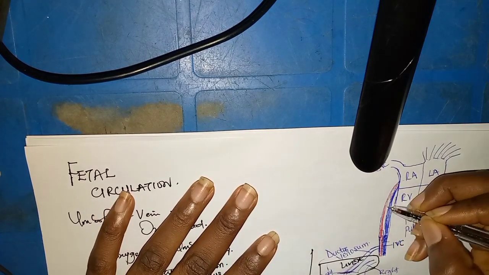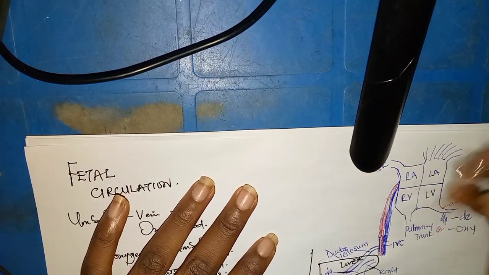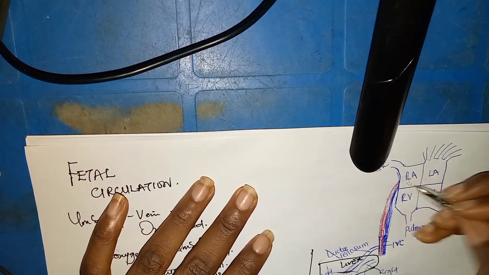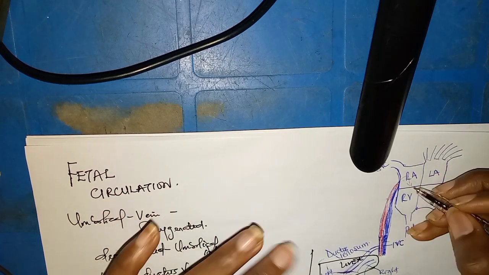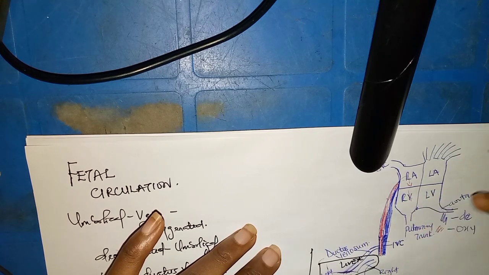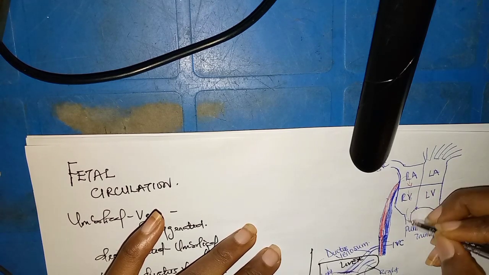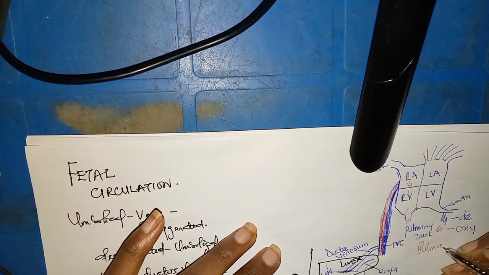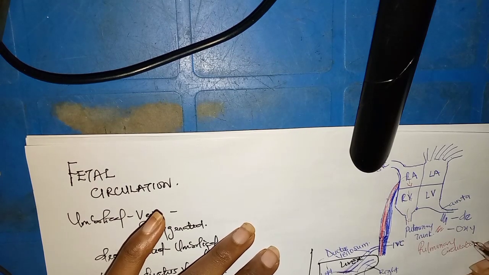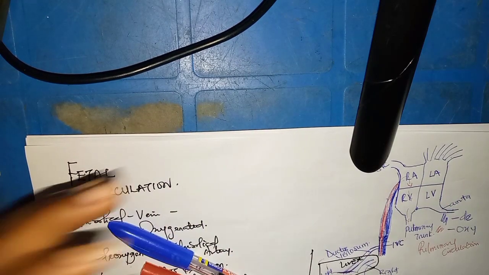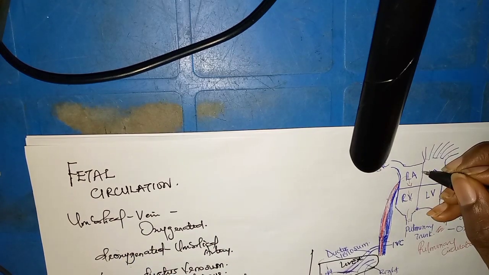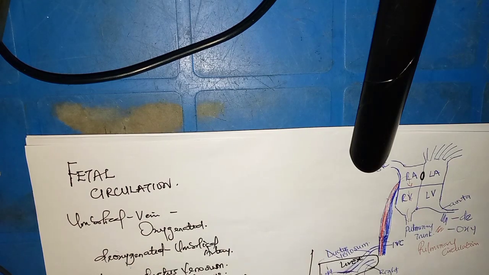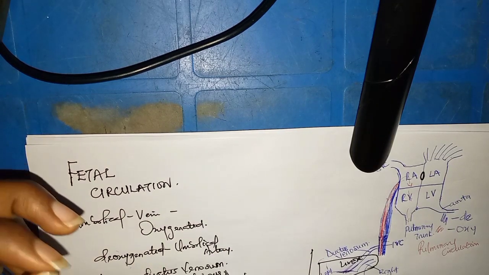Then upon getting to the heart, this oxygenated blood does not need to go through the right atrium, the right ventricle, then into the pulmonary trunk, then into the pulmonary circulation. So what happens basically is that there is a shunt in this place. The third shunt, although I've not mentioned the second one, which is our ductus arteriosus.